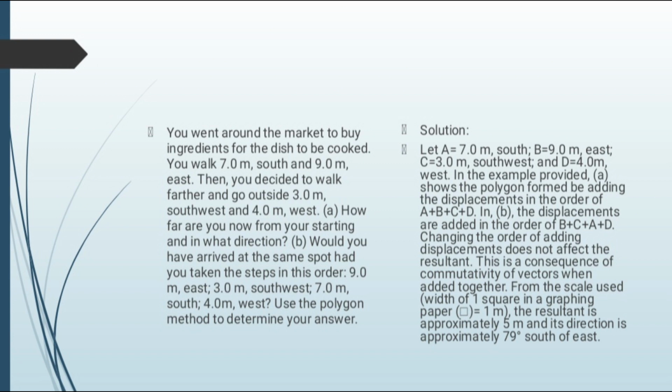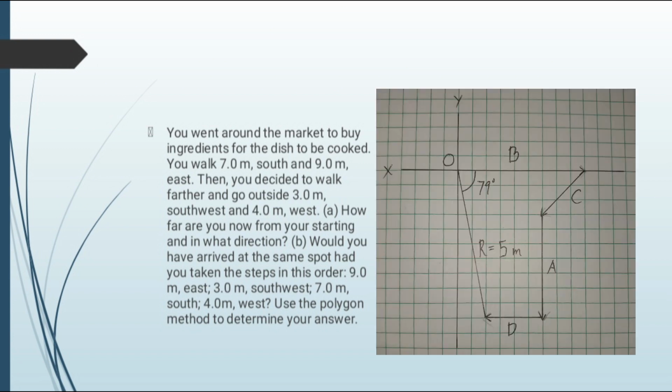You went around the market to buy ingredients for the dish to be cooked. You walked 7 meters south and 9 meters east. Then you decided to walk farther and go outside 3 meters southwest and 4 meters west. How far are you now from your starting point and in what location?